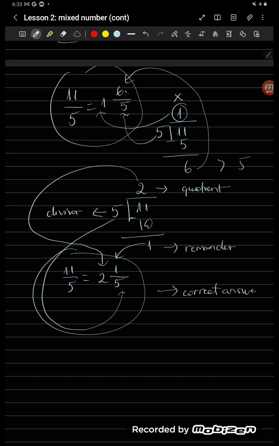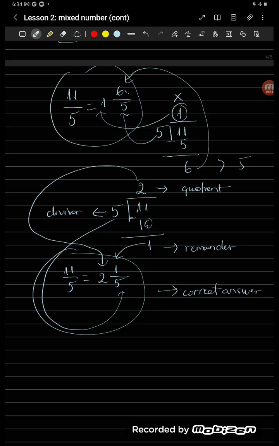Remember, whenever you finish converting from a fraction into a mixed number, always check your answer. If the numerator is smaller than the denominator, it means you are going in the correct direction. But if the numerator is greater than the denominator, it means the division was wrong, and that leads to a wrong mixed number.